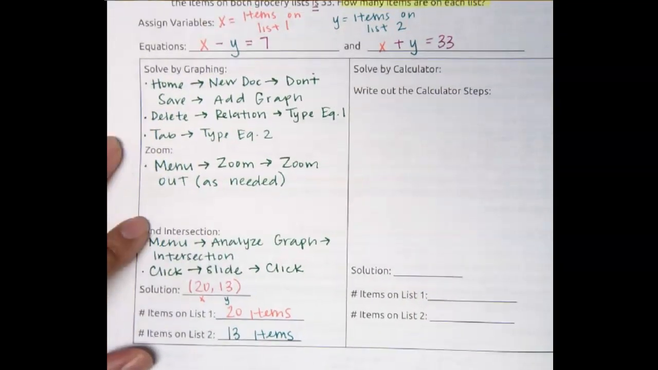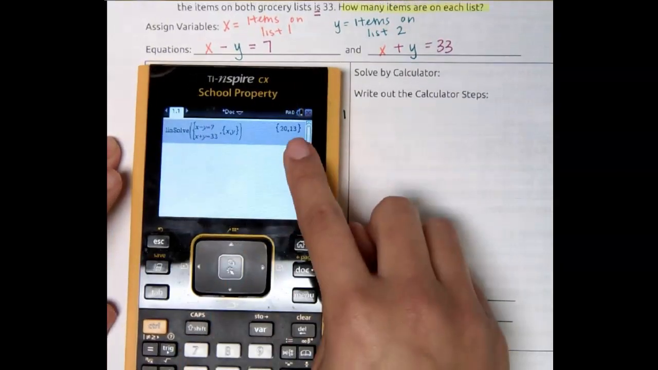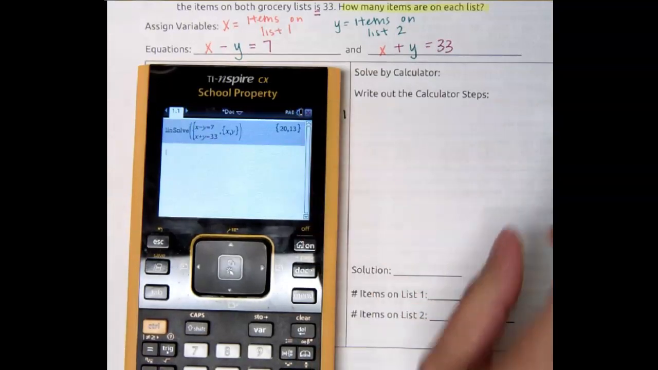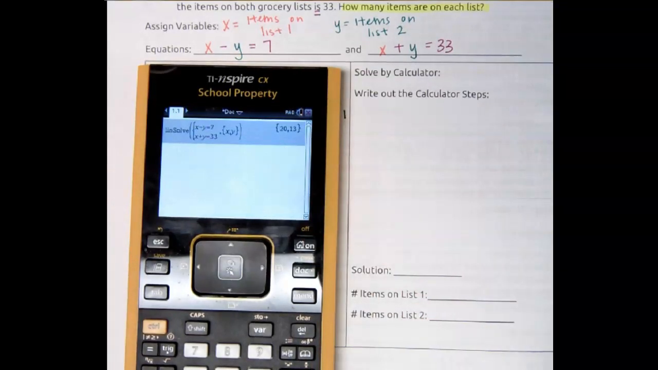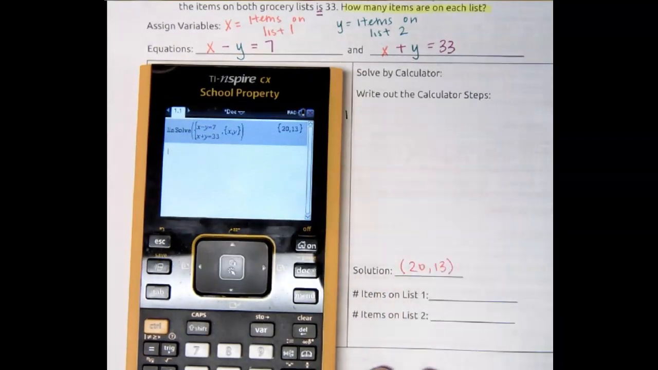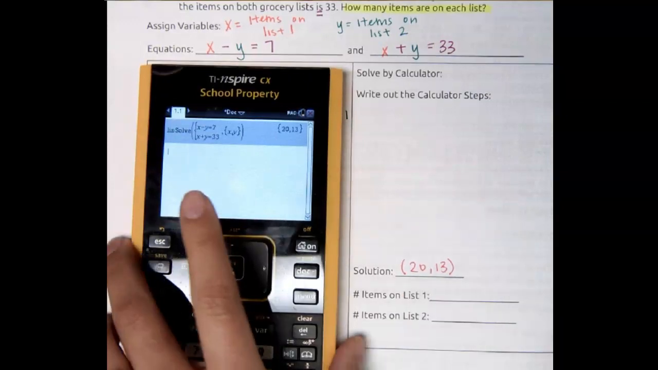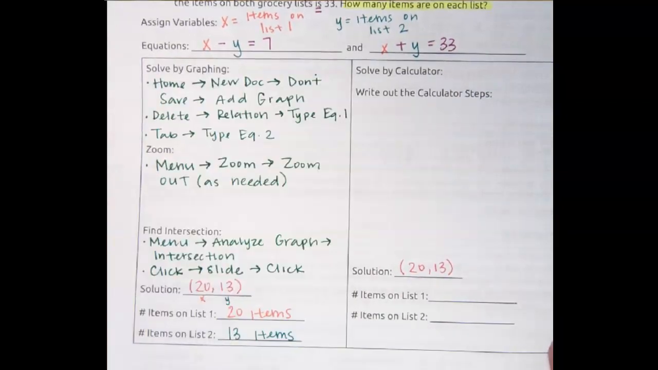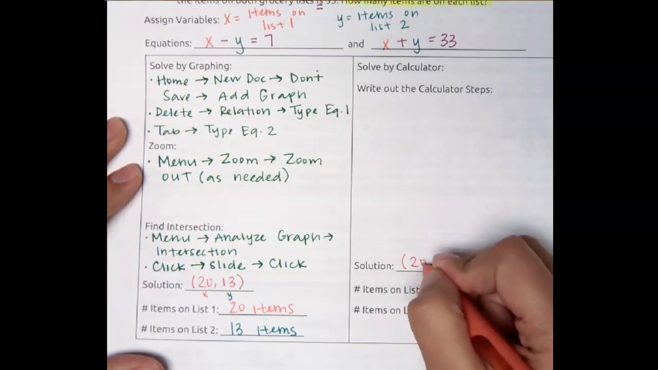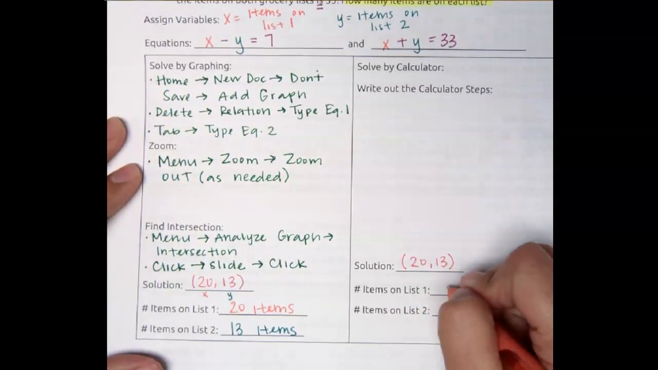graphed. Now, the only difference is this method gives you the ordered pair in those curly brackets or the braces, but you just need to know that you need to write it just as an ordered pair with regular parentheses. And this means the same thing because we used the same equations. So how many items are on list one? Well, there's still 20 items because my X value is still 20.